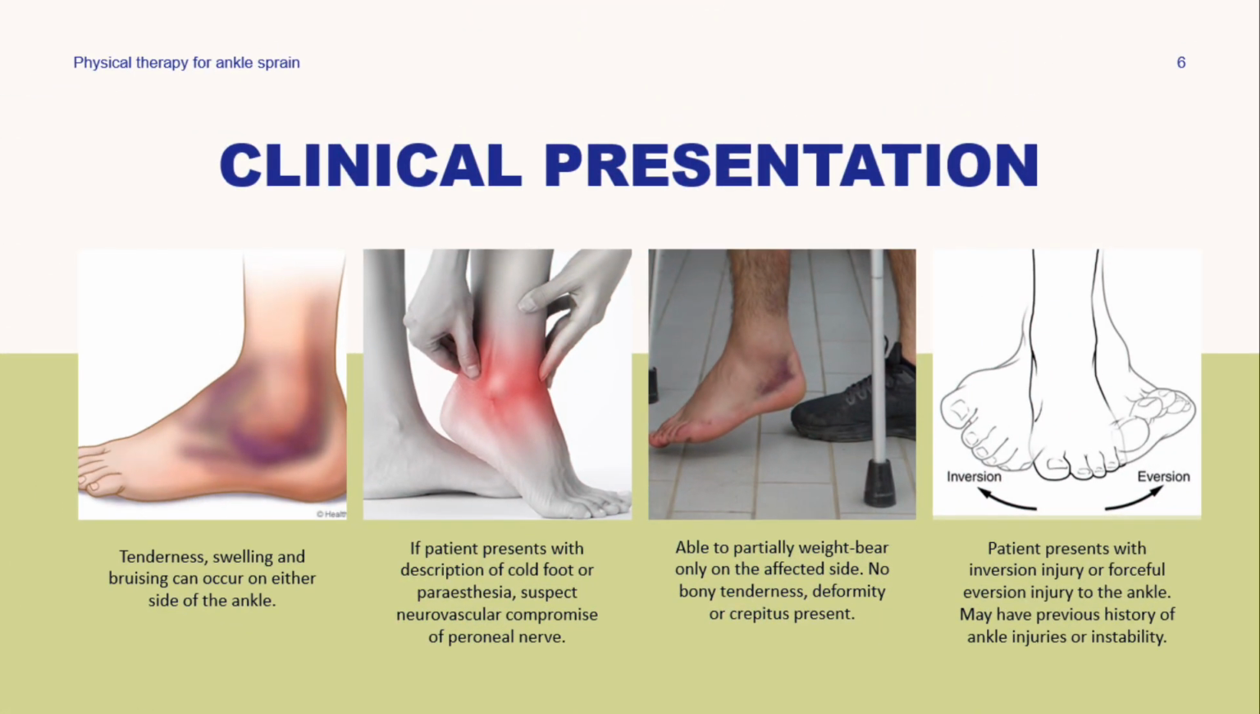The clinical presentation of an ankle sprain are the following. Tenderness, swelling, and bruising can occur on either side of the ankle. If patient presents with description of cold foot or paresthesia, suspect neurovascular compromise of the peroneal nerve. Able to partially weight bear only on the affected side, no bony tenderness, deformity, or crepitus present. Patient present with inversion injury or forceful eversion injury to the ankle may have previous history of ankle injuries or instability.